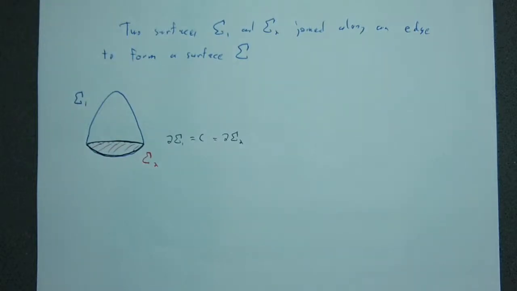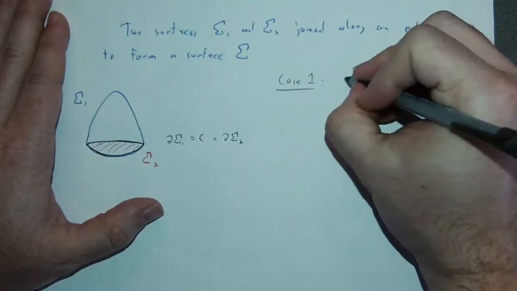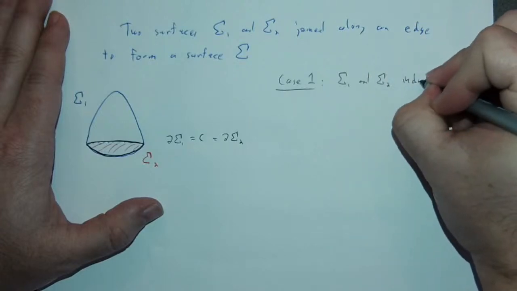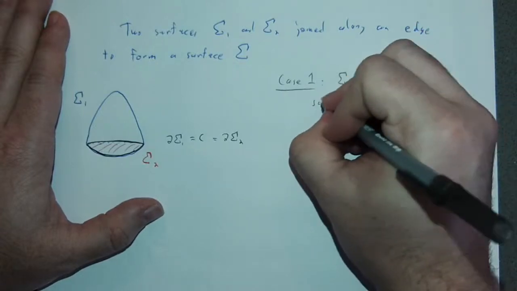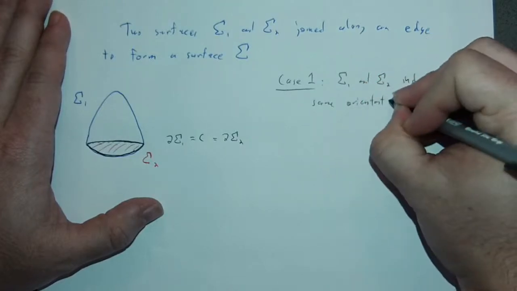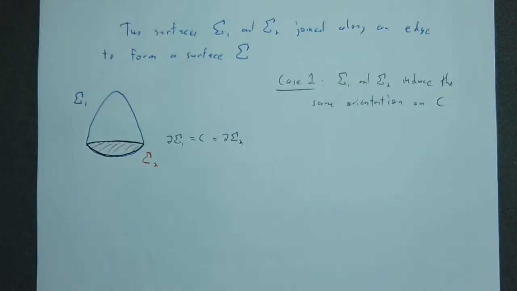So they are bounded by the same curve. Now, there's two options here. Okay. So there's two options. So let's do case 1. Sigma 1 and sigma 2 induce the same orientation on the boundary curve. What happens in that case?